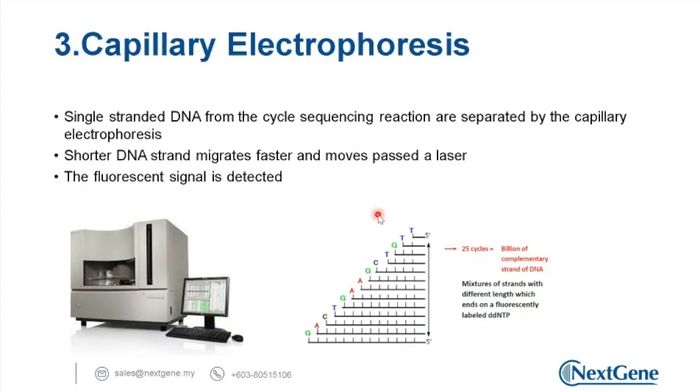After cleanup, we need to separate the new chains of single-stranded DNA based on size. So the single-stranded DNA from the cycle sequencing reaction is separated by capillary electrophoresis. As usual, the shorter DNA fragments migrate faster and move past a laser. The laser will detect the fluorescent dye at the end of the ddNTP, and then the fluorescent signal will be detected.